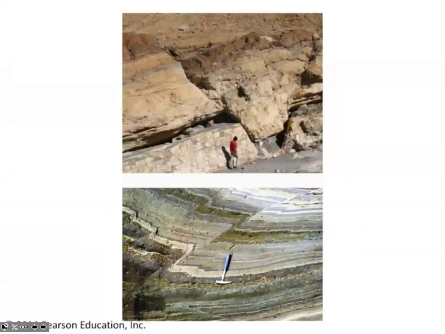So faults, just to review, are breaks in the Earth's crust along which there has been movement of one side relative to the other. If there hasn't been any movement, we call it a joint. But with faults, we see the offset of some marker bed.